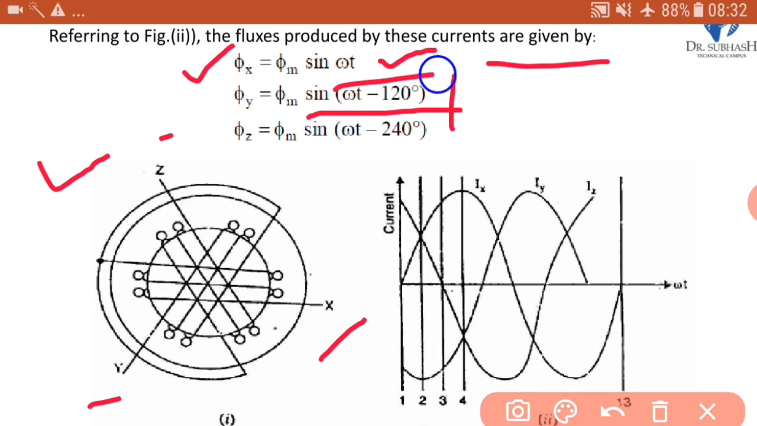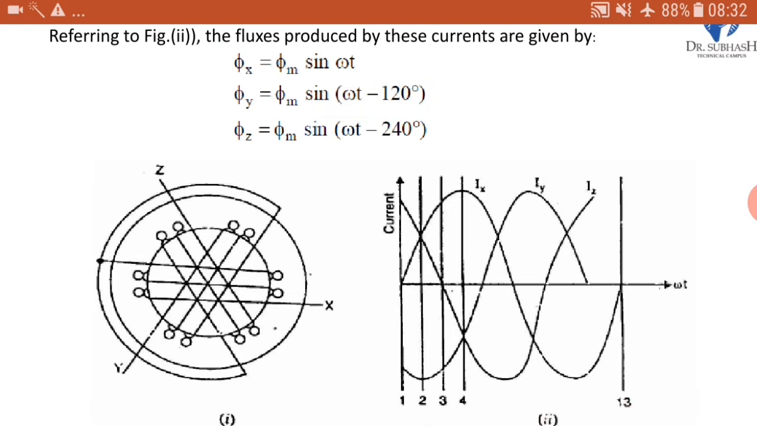Now the y phase is omega t minus 120 degrees because there is a 120 degree difference as compared to the x phase. In the same way, flux due to z phase is equal to phi m sin (omega t minus 240 degrees). Here also we can observe that the phase difference between y and z phase is 120 degrees. So all the three phases are displaced at 120 degree phase shift.